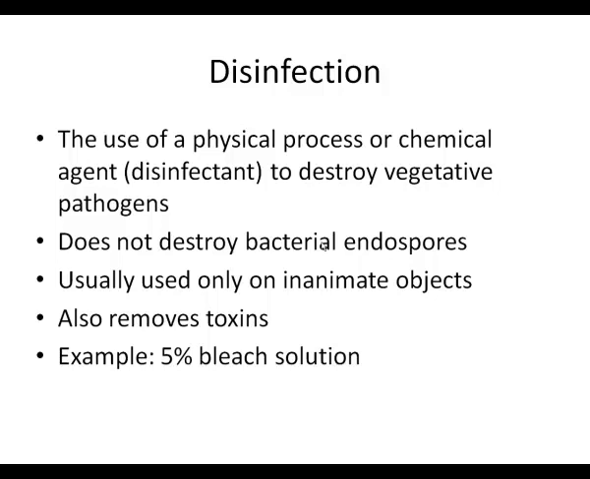Most organisms that produce a toxin, that toxin is a protein. And if we use some sort of a chemical agent or some physical process of disinfection, it's going to break that protein. And when that protein is broken, then it doesn't work anymore. A good example of this is going to be like a 5% bleach solution. Very effective at killing a good number of vegetative cells.